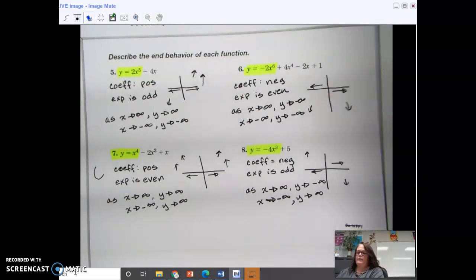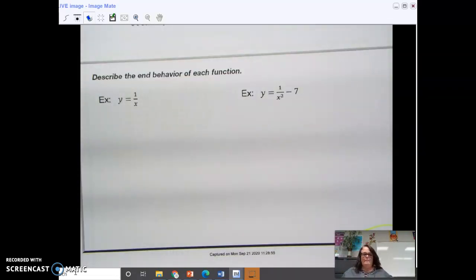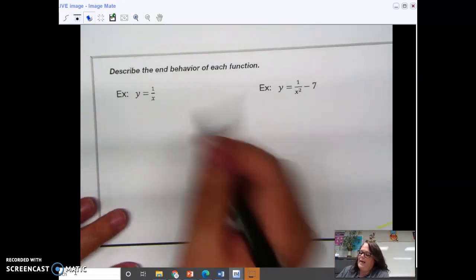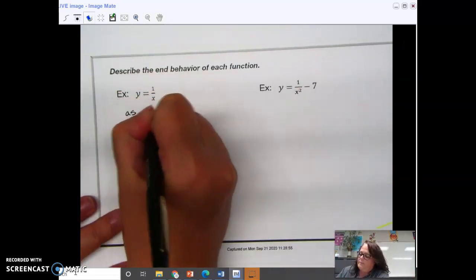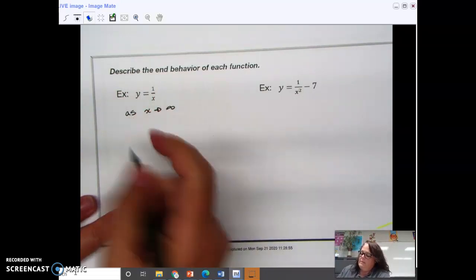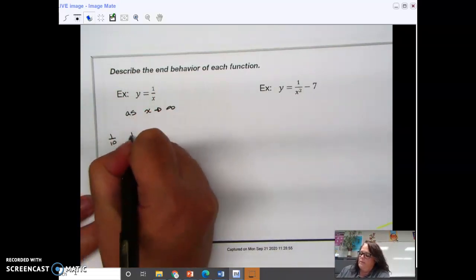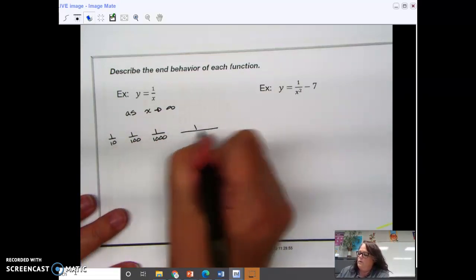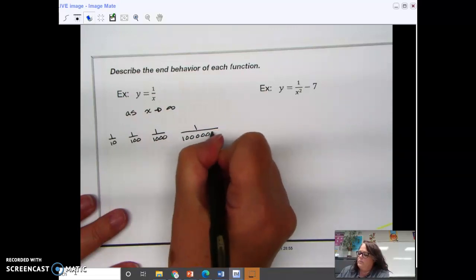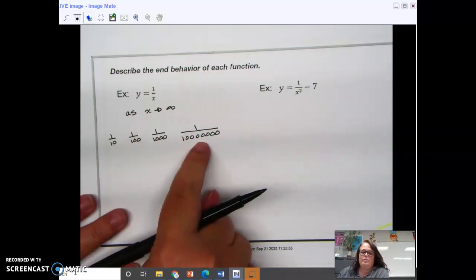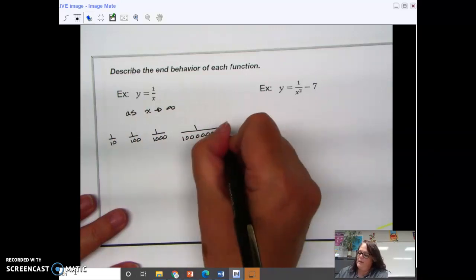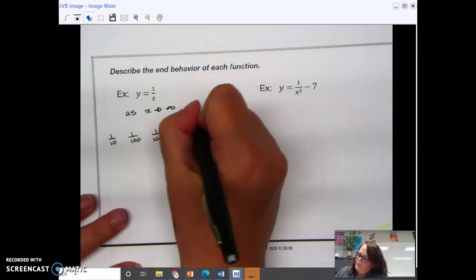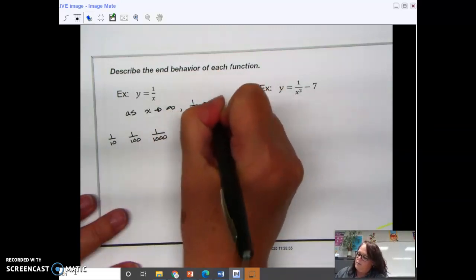Okay, so there's one that they sneak in there every year and I forget, so I've added it in here. They add in these fractions. So what I want you to think about is as x is going to infinity, that means I could get things like 1 over 10, 1 over 100, 1 over 1,000, 1 over something with a whole lot of zeros. And do you see that as x is getting larger and larger and larger, 1 divided by that value is getting closer and closer to 0. So as x approaches infinity, 1 over x is going to 0.